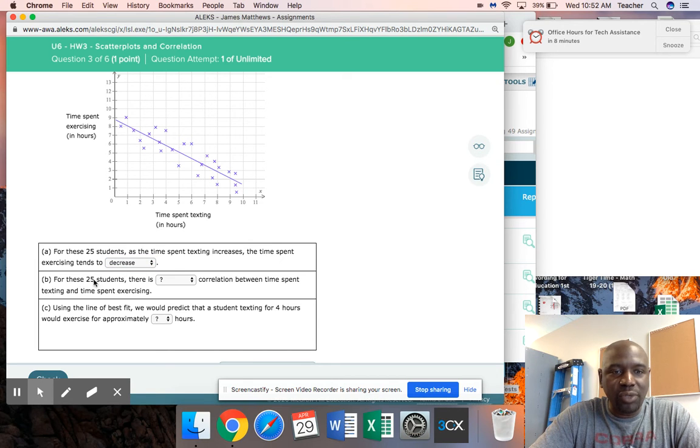Let's look at part B. For these 25 students, there is a blank correlation between the time spent texting and the time spent exercising.